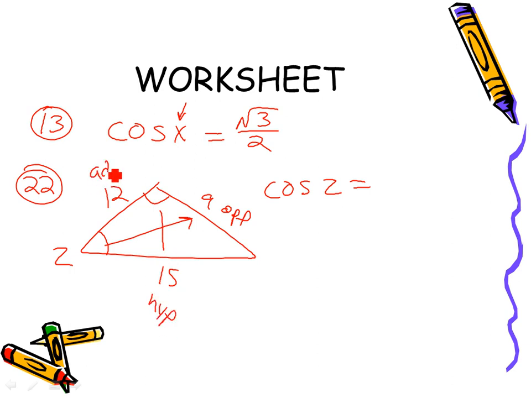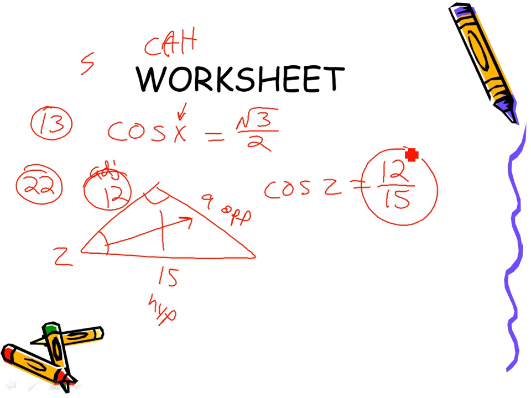This is the adjacent. Cosine deals with which 2 parts? Opposite, hypotenuse. SOH CAH TOA. Cosine is adjacent and hypotenuse, so it'd be 12. That's right. 12 over 15, and that's all you have to write, is 12 over 15.